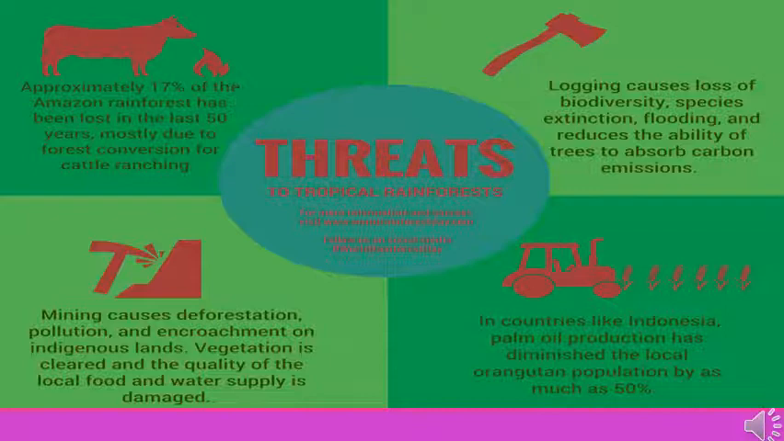Approximately 17% of the Amazon rainforest has been lost in the last 50 years, mostly due to forest conversion for cattle ranching. Now you see that these Amazon rainforests provide us with a large number of medicinal plants as well as animals, from which we are getting many benefits.